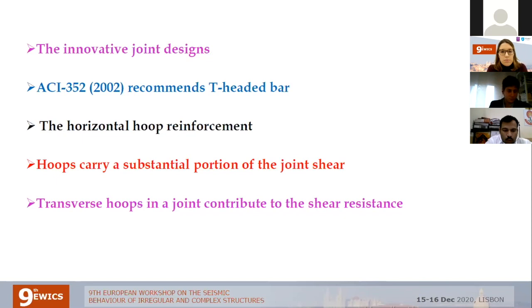It is also observed that hoops carry a substantial portion of the joint shear directly, with the remainder being carried by the concrete core in the form of the diagonal compression strut. In addition, the transverse hoops in a joint contribute to the shear resistance of the joint indirectly by confining the concrete core, thus enhancing its diagonal compressive strength.